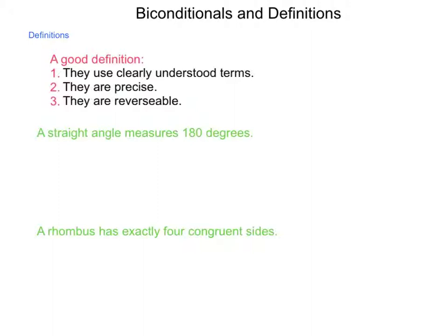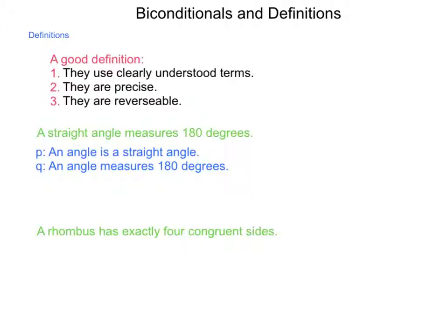A straight angle measures 180 degrees. First, we need to deconstruct this into its pieces. So, an angle is a straight angle becomes our hypothesis, and our conclusion is an angle measures 180 degrees. We examine, will this work? If an angle is a straight angle, then the angle measures 180 degrees. If an angle measures 180 degrees, then it is a straight angle. The reversible nature of this is true, so condition 3 is met.